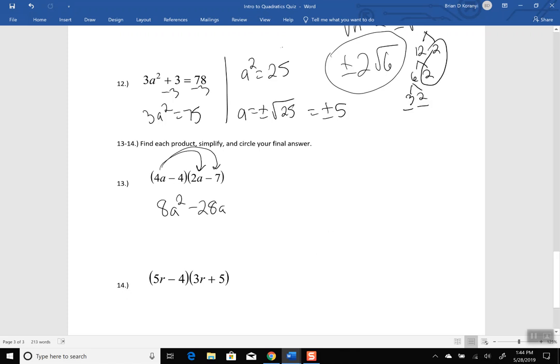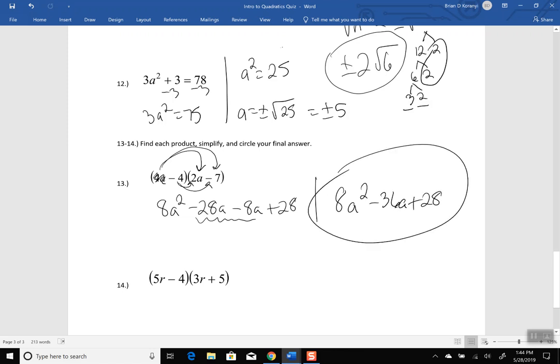Done dealing with that. I'm then going to distribute this negative 4. So negative 4 times 2a is negative 8a. And negative 4 times negative 7 is positive 28. You're always going to be able to combine this stuff on the inside. So this simplifies down to 8a squared minus 36a plus 28.